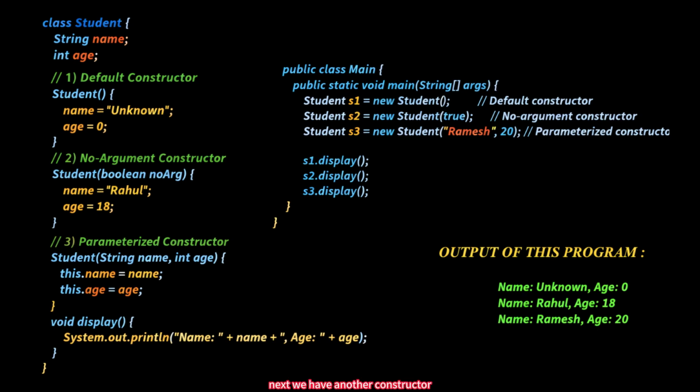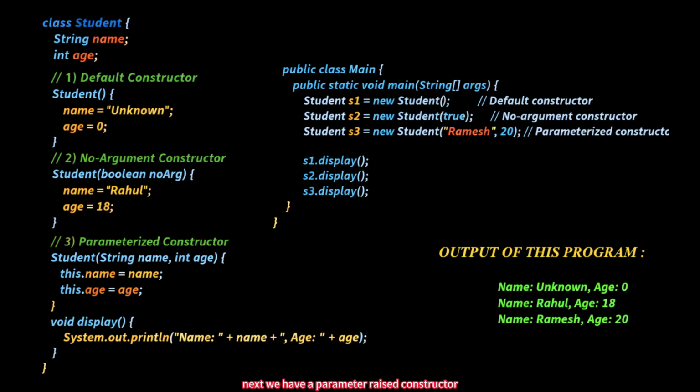Next, we have another constructor, student boolean noarg. This constructor takes one boolean parameter. This constructor is called when we create an object and pass a boolean value. Inside this constructor, we set name is equal to Rahul, age is equal to 18. So whenever an object is created by passing a boolean value, it sets name to Rahul, age to 18.